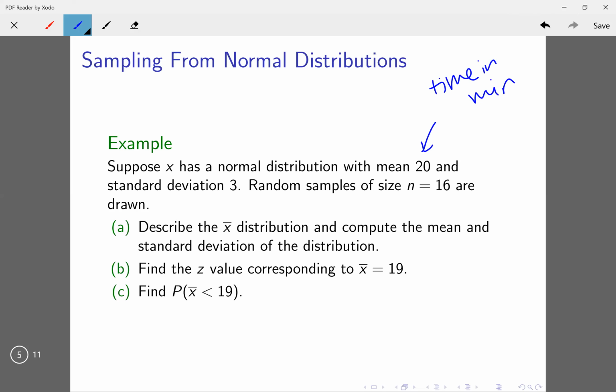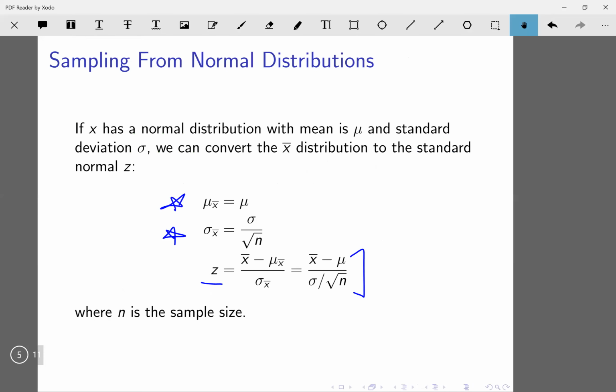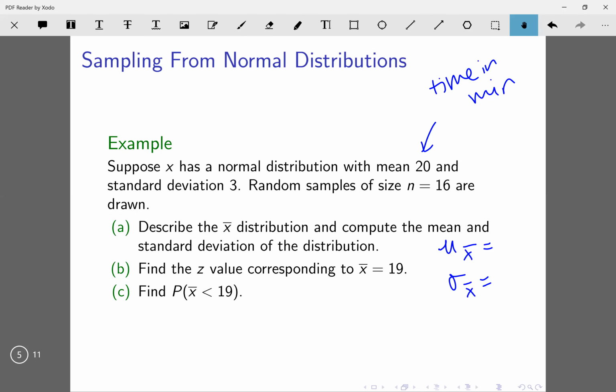And we take samples of size 16. We want to describe this distribution of X bar. Well, that means we need to know what's the mean and what's the standard deviation. If you look back at the previous slide, you'll see that the mean is the same as the mean of the underlying population. What that means for us is that if we take samples of size 16, on average, they're about 20 when I take their sample mean.